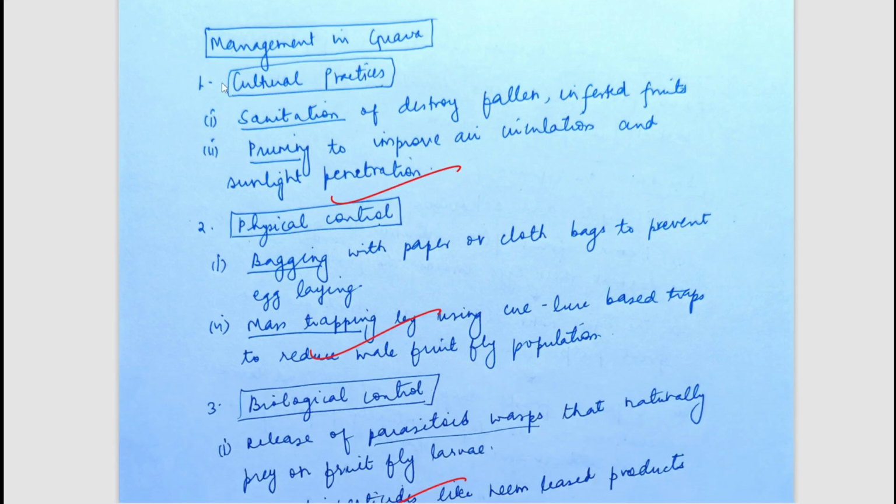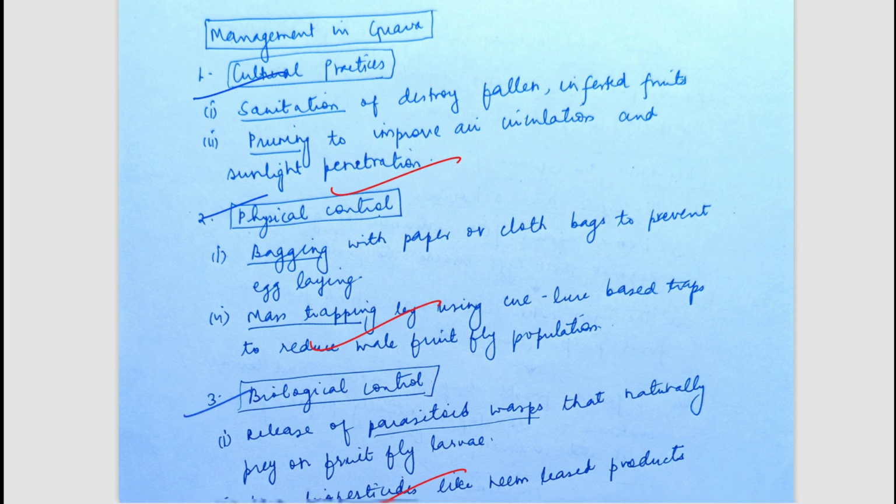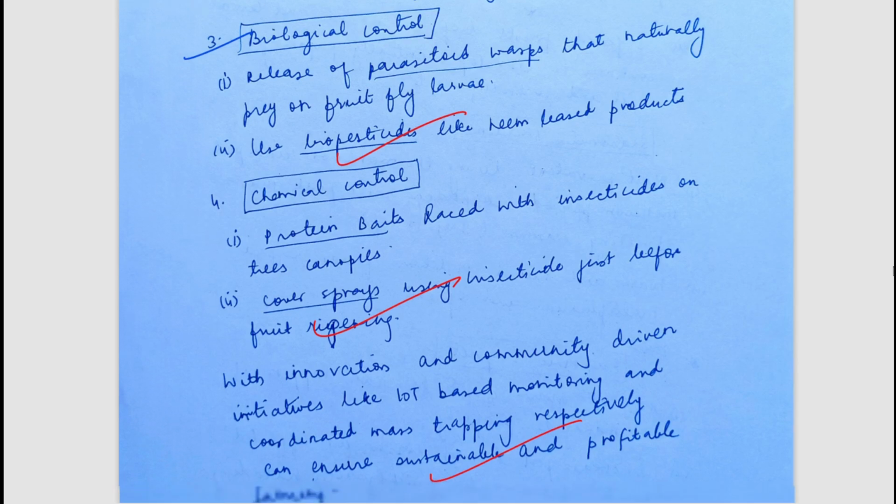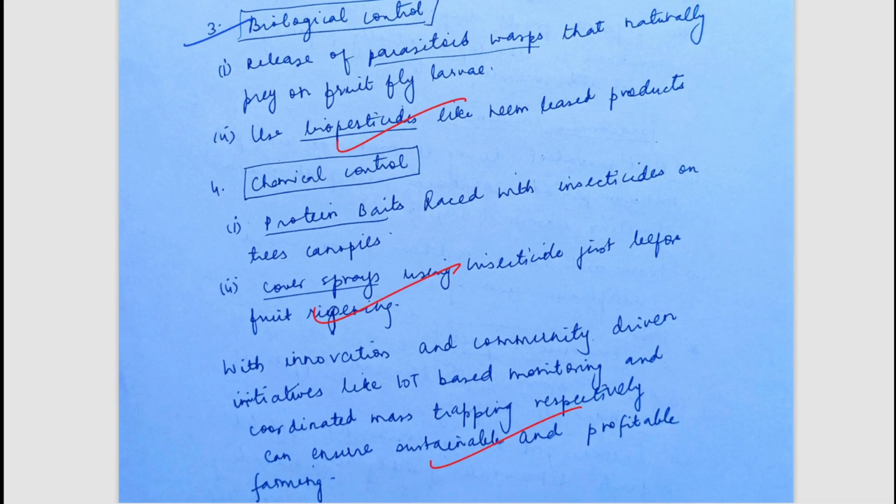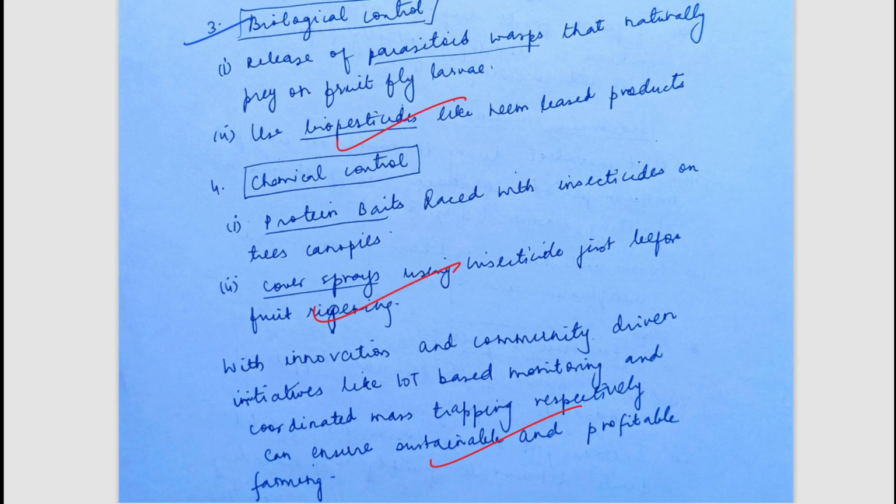Again, in management in guava, the same structure has been used: cultural, physical, biological. So a very well-written answer. Chemical. So you can read the answers. Obviously, how will you read the videos?